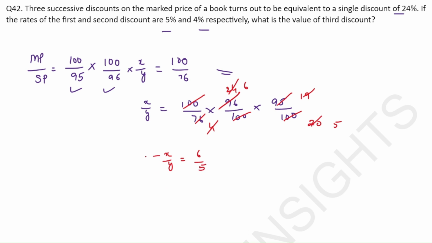So that means this one is the MP, okay, and this one is the SP. So we have to find the value of the third discount. So discount percent is how much? Difference of 6 and 5 is 1, right? 1 part. Always with respect to MP. So MP is 6. So 1 into 100, if you divide by 6, you will get 16.667%. So this is the discount of the third value.